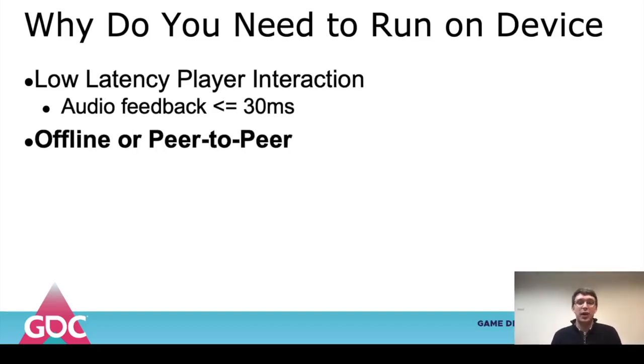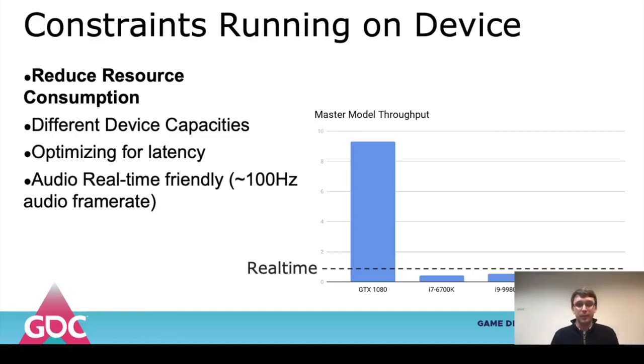Furthermore, if your game is running offline, or if, say, your voice chat is going directly peer-to-peer, it's a really hard sell to put a cloud server in the middle of that so that you can run your neural networks efficiently. So in some of these cases, you have to actually run your neural network on device while your players are playing a game. And of course, if you try to do that, you're going to run into a bunch of constraints. The most prevalent of these is resource consumption.